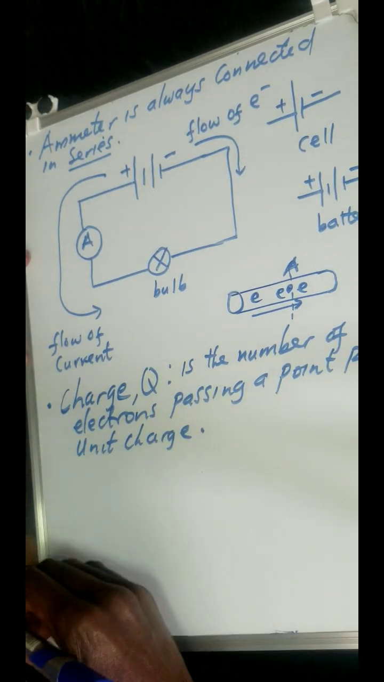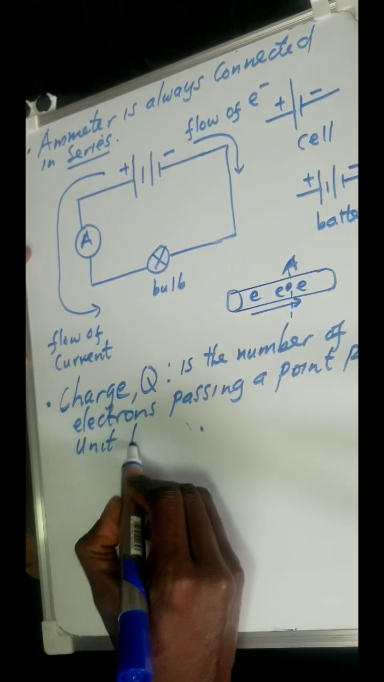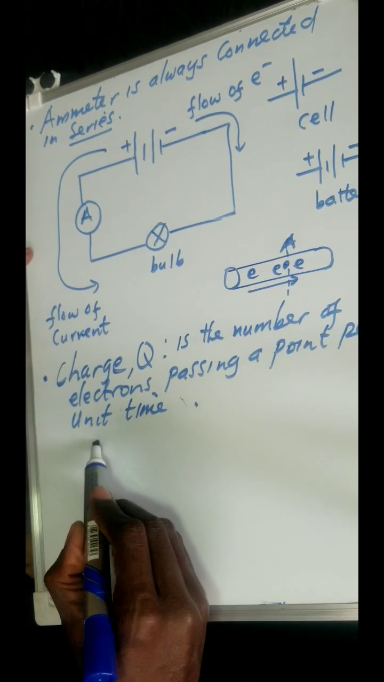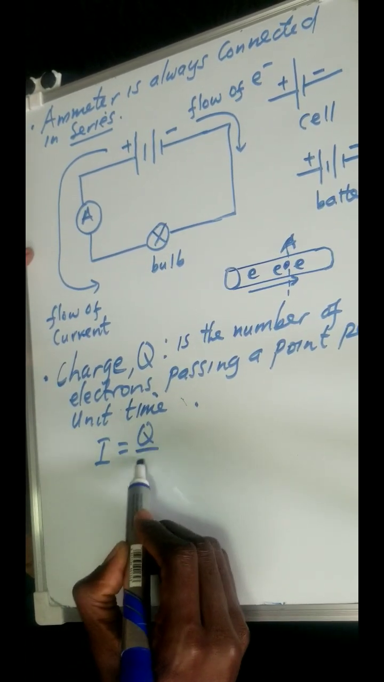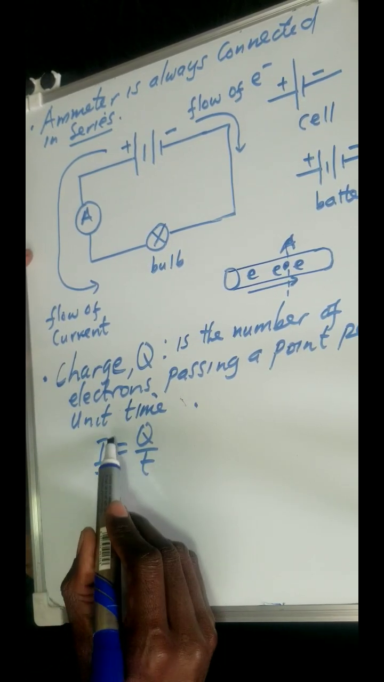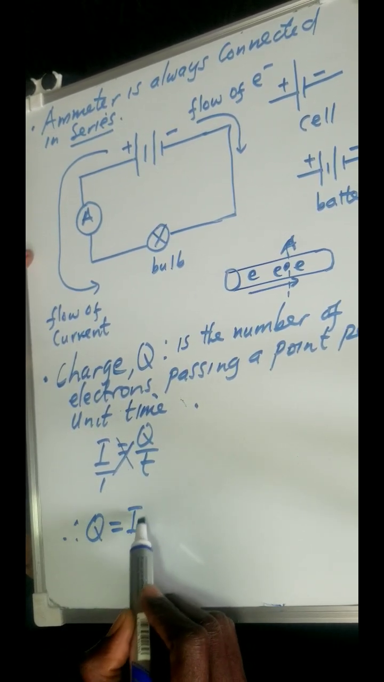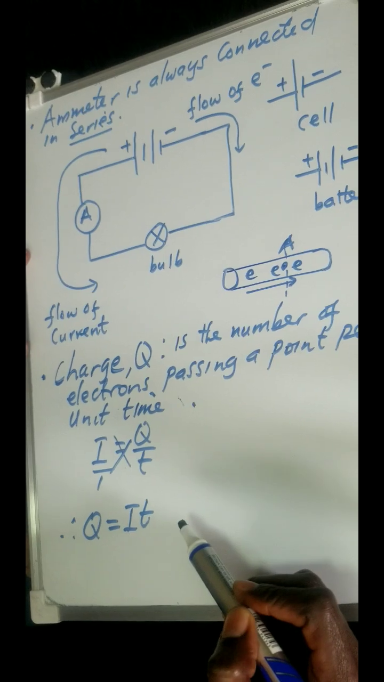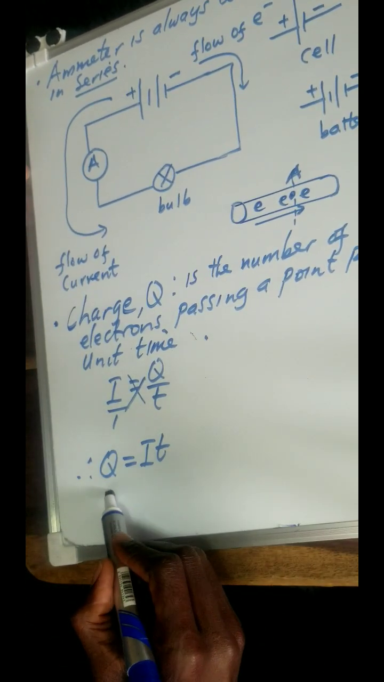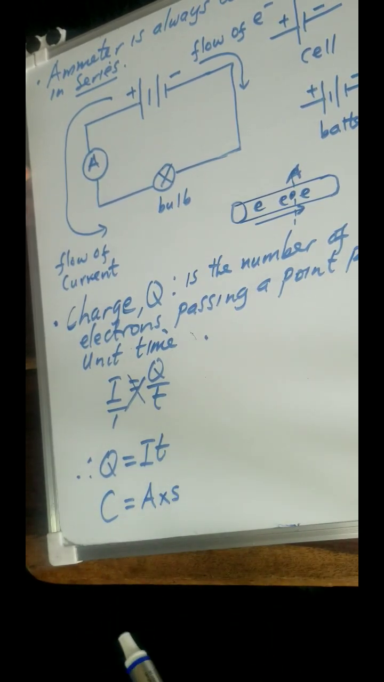time. And therefore, from the formula we established, current is equal to charge divided by time. If we make charge the subject of the formula by putting it over 1 and cross multiplying, our charge will be equal to I T, current times time. If you remember, charge is measured in coulombs, current in amperes, and time in seconds.